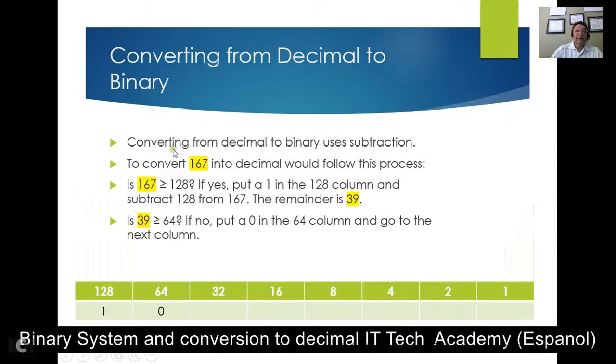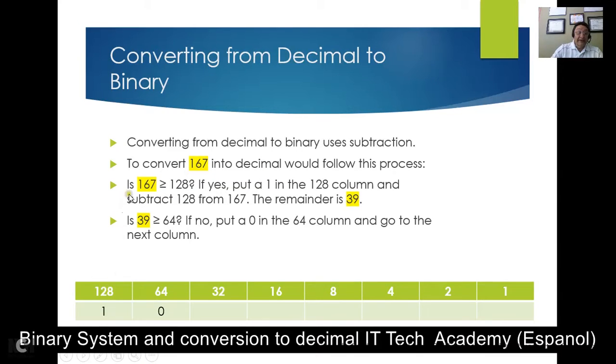Now let's review how we can convert from decimal to binary. And for converting from decimal to binary, we use the same table. But in this case, let's do it with one example. Like I say, the best way to learn things is doing it with examples. Let's convert the 167 decimal to binary. And we do it by checking this number against the largest number that we have in our table.